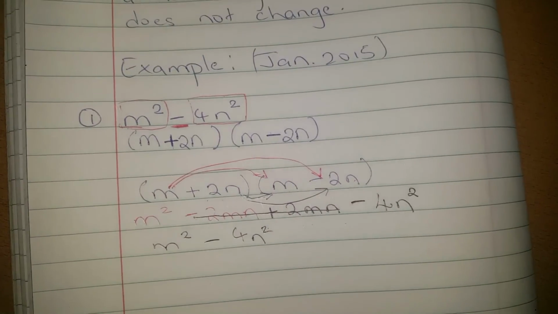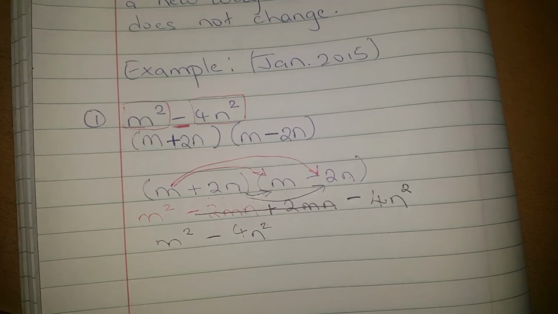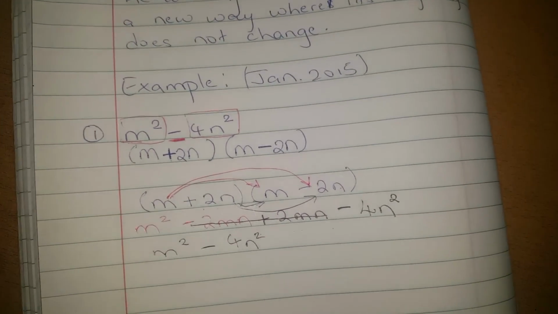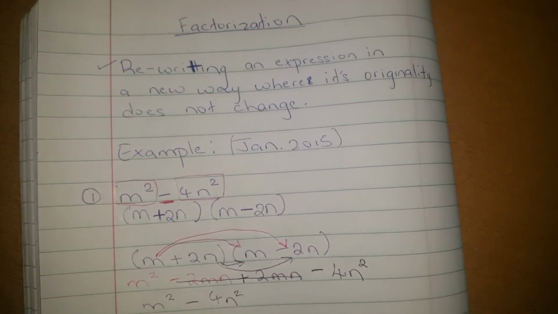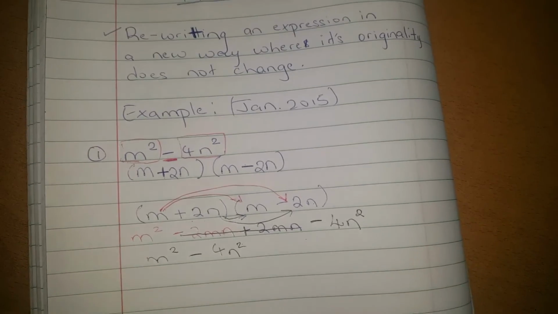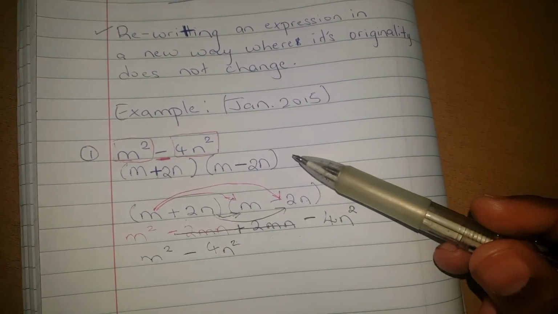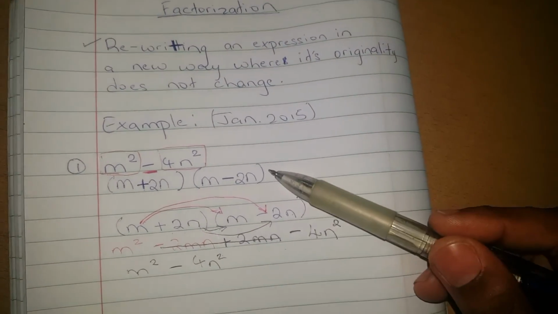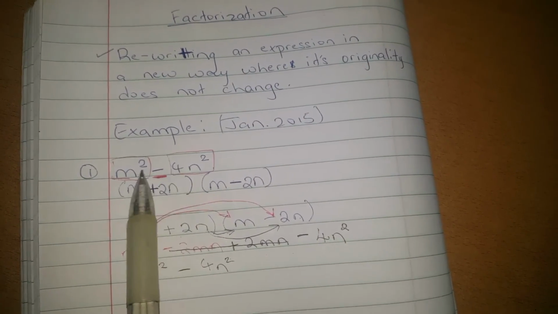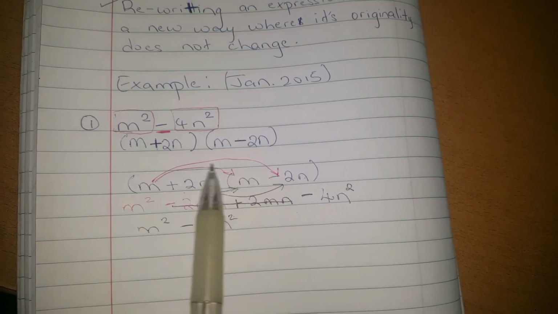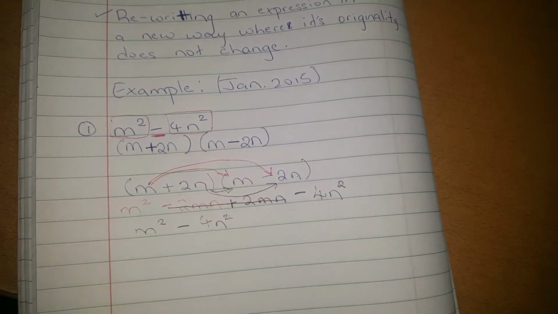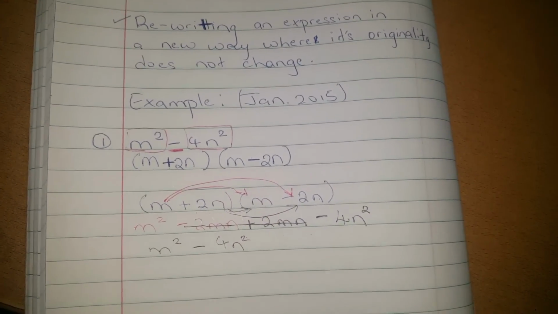This is just one out of the 2, but the next one is a bit different and yet a bit similar. So this is what factorization is all about. We're going to get an original and we're asked to rewrite it in a new way where this original does not change. So you can always prove there is no issue with that, and you'll get your marks for your work.